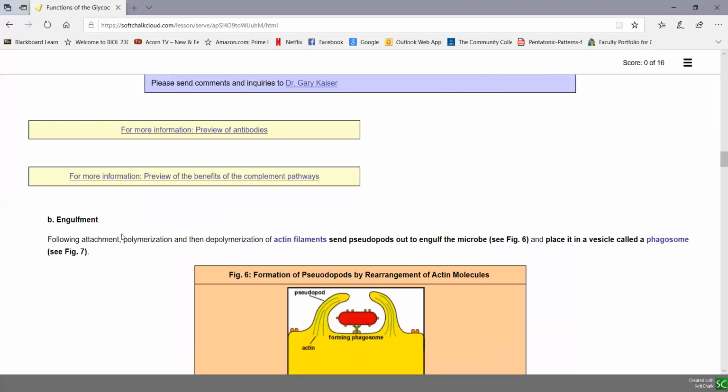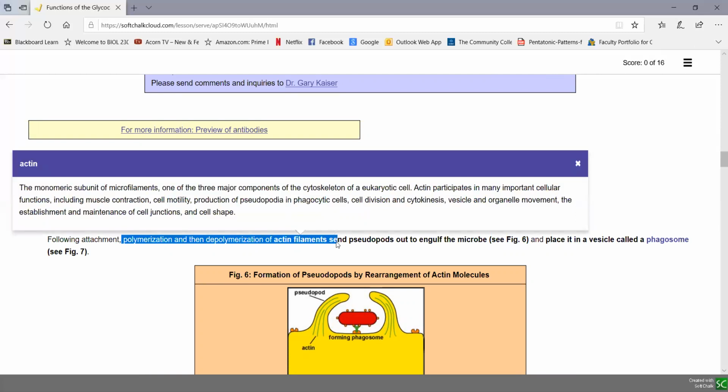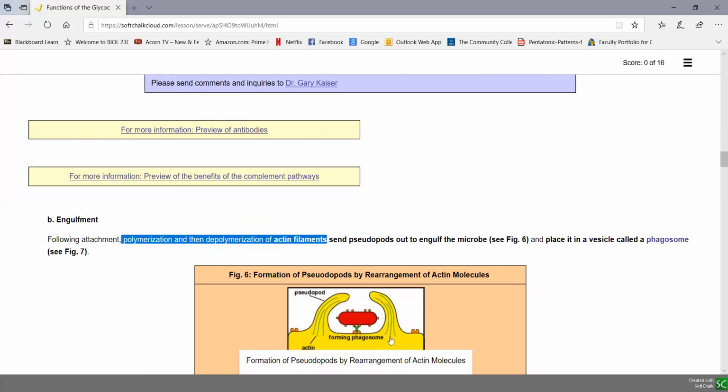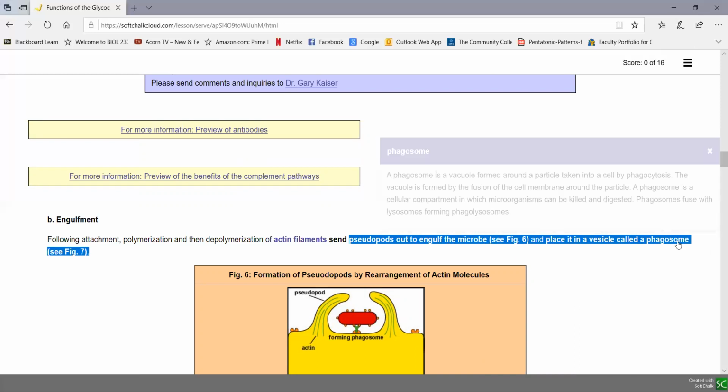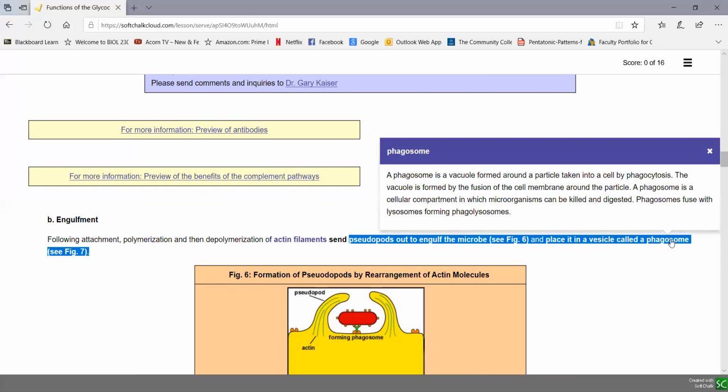Following attachment by unenhanced or enhanced attachment, the next step of phagocytosis is called engulfment. And this involves the polymerization and depolymerization of part of the cytoskeleton of our phagocytes called actin filaments. As these actin filaments polymerize, they push the membrane of the phagocyte up and around where they eventually fuse, and the pseudopods then engulf the microbe and place it in a vesicle called a phagosome. So remember, the phagosome is the vesicle that forms during phagocytosis, when the organism is engulfed and placed in a membrane-bound sac called a phagosome.